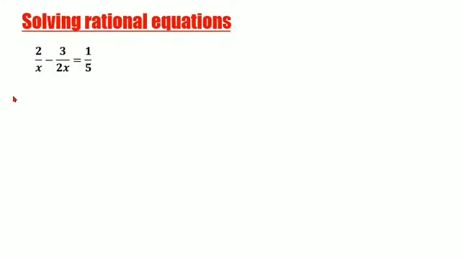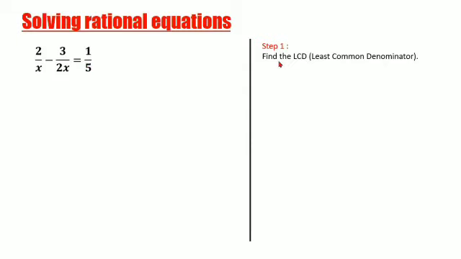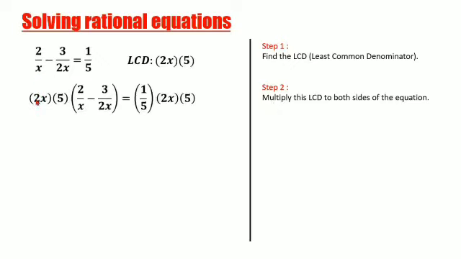Consider our first example. 2 over x minus 3 over 2x is equal to 1/5. To solve this, first, we need to find the LCD or the least common denominator. In here, the LCD is 2x times 5. Next step is to multiply this LCD with both sides of the equation. We have 2x times 5 times the quantity of 2 over x minus 3 over 2x is equal to 1/5 times 2x times 5. Third step is to solve for the unknown.